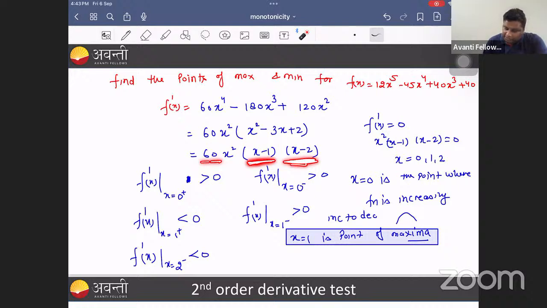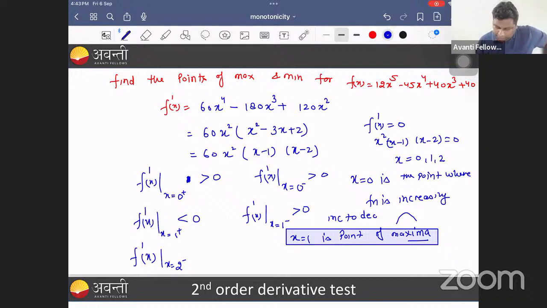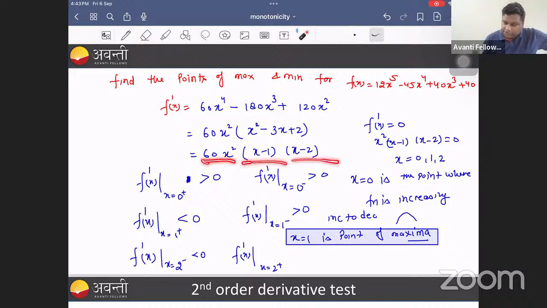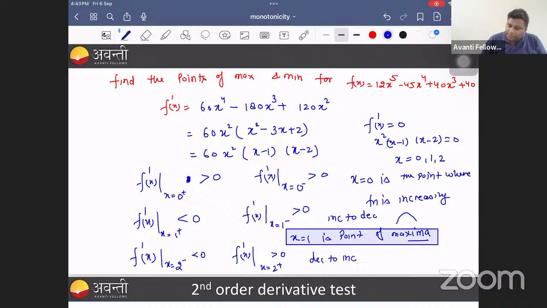the function's derivative is negative, and the derivative is positive to the right of 2. This is also positive, but this is negative. So the derivative is negative, and f dash x to the right of 2, now everything is positive, positive, positive. So it is positive. So the function is going from decreasing to increasing. So x equals 2 is a point of minima.